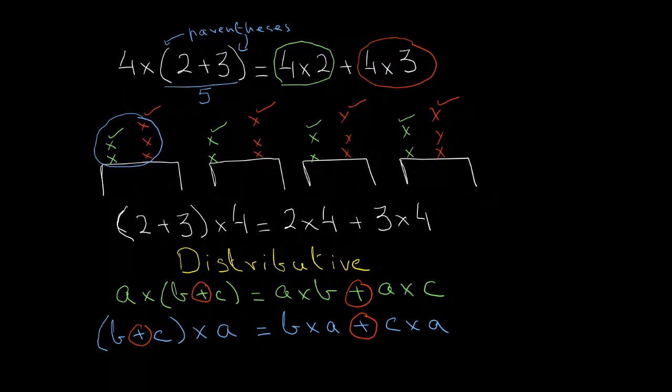Now, the next law that I want to talk about is the associative law. So let me first write down the associative law. Let's look at a simple example. So this is 2 multiplied by 3, multiplied by 4, is equal to 2 multiplied by 3 times 4.